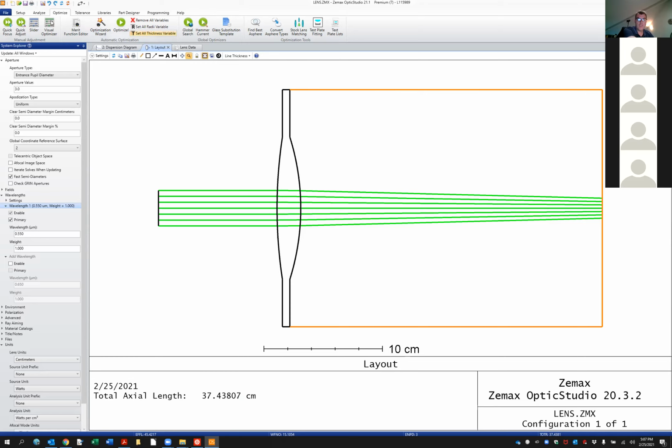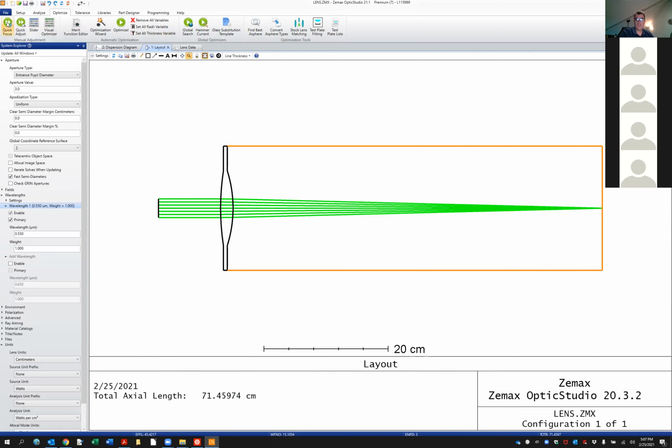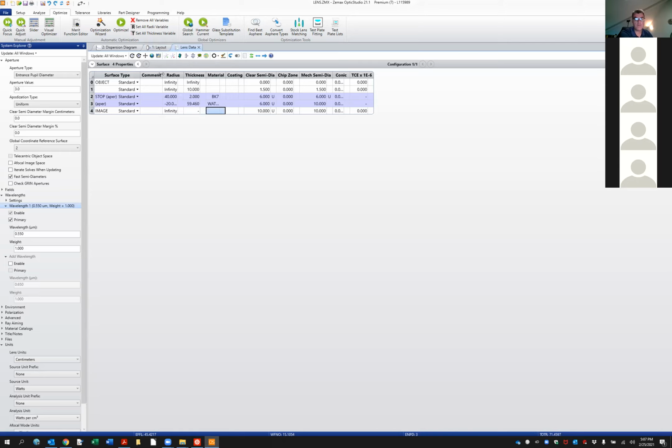Now, we could find out what the focal length is. And it looks like the focal length is 59.46, more or less. Although, if we look, let's get rid of that water. It says that the effective focal length of this system is 26.